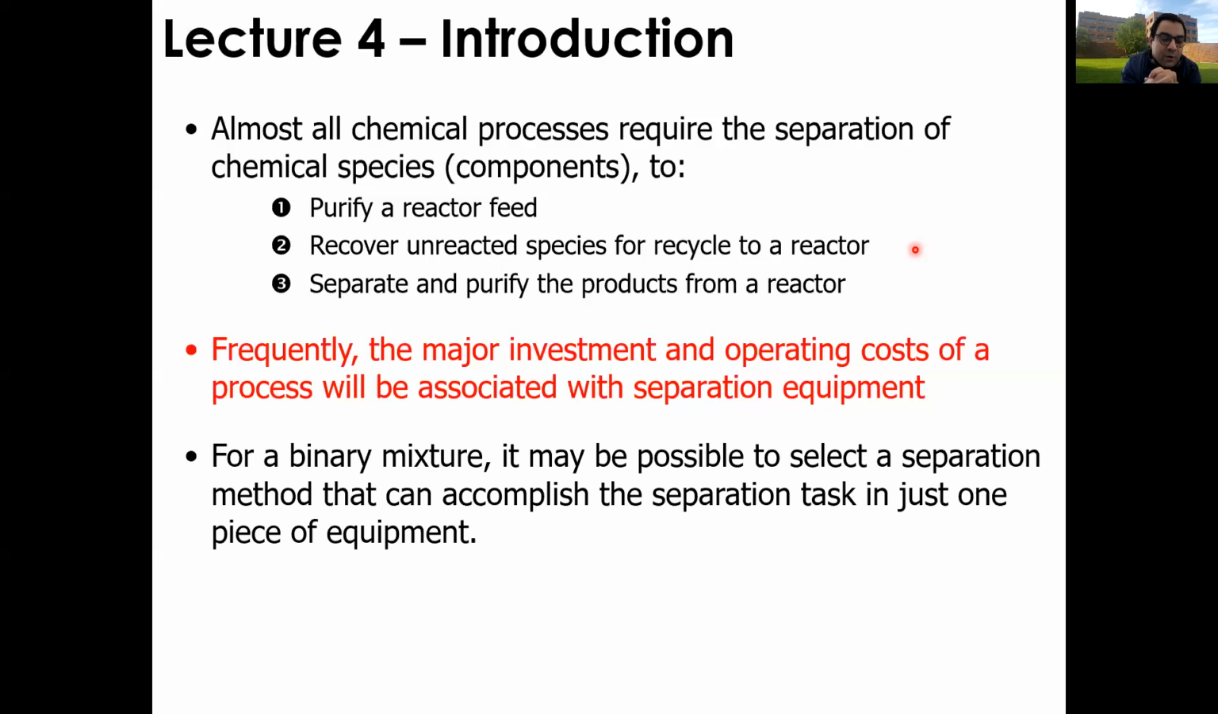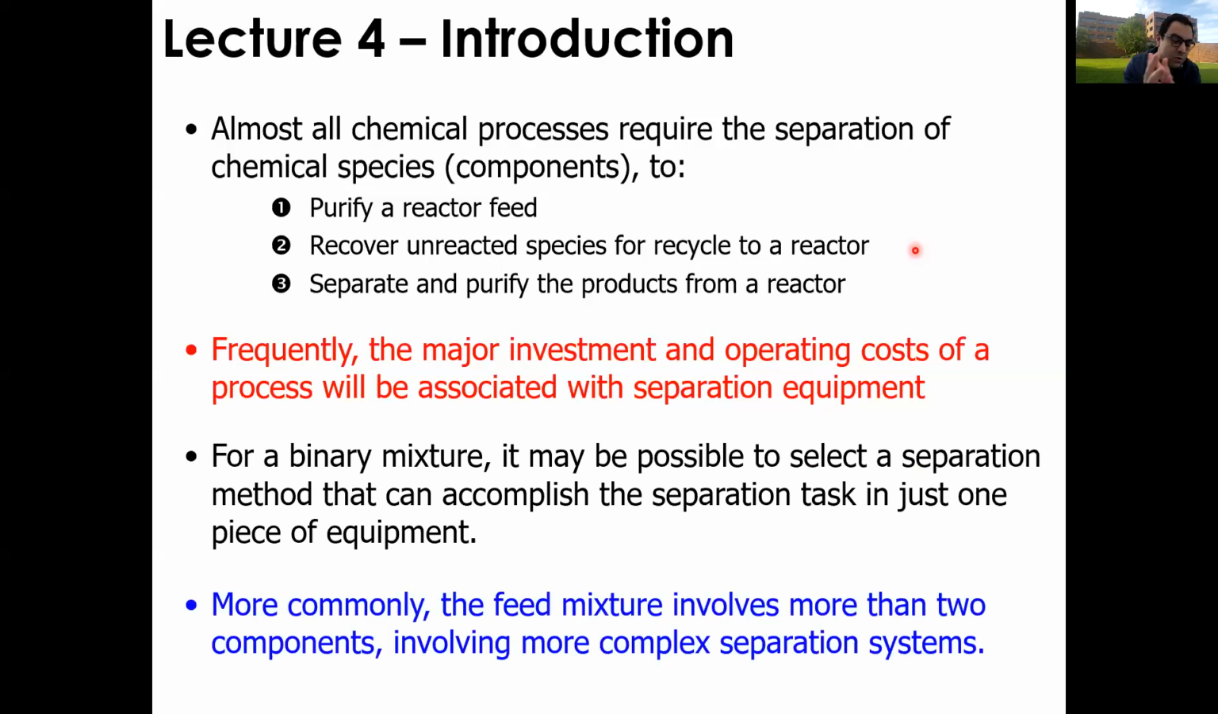And of course, for a binary mixture, so if I only have two components, I could only have one separation step, which accomplishes it in one task. However, in industry, or when you're designing a plant or in your design projects, most of the time you have more than one component. You could have 2 components, you could have 50 components. And this will involve a more complex separation system, and will involve a bunch of steps, and is usually referred to as a separation tree, right?